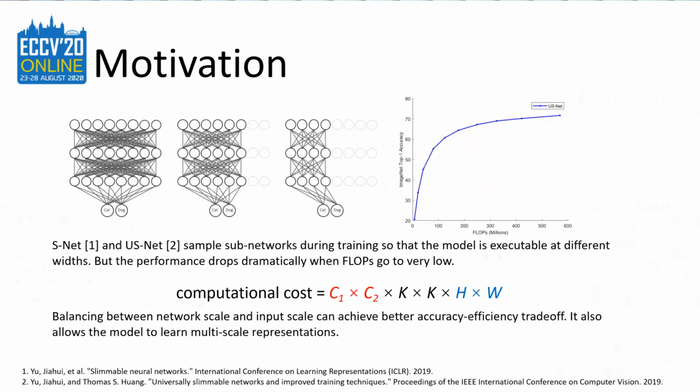Besides, different scaled images contain different semantic information. So we propose a mutual learning framework to learn multi-scale representations from different network scale and input scale.